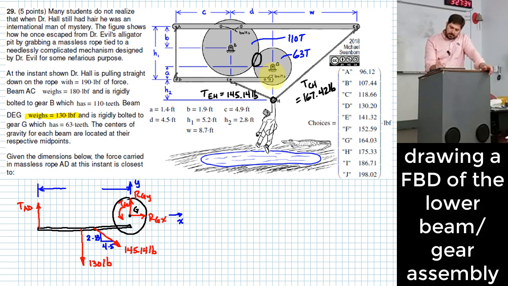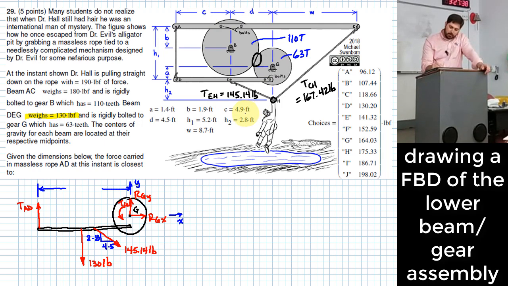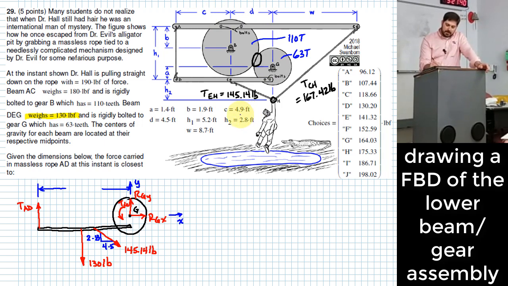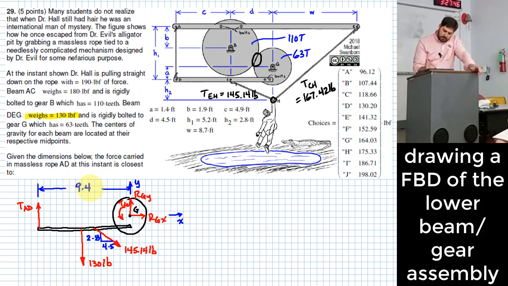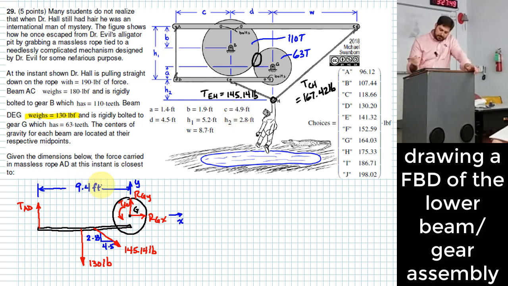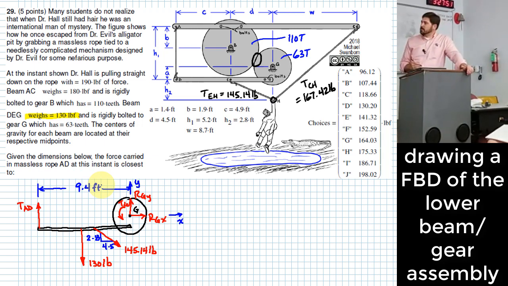Okay. You've got 4.5 is dimension D, and then C is 4.9. So that gives me what? Okay, 9.4 feet. Okay, what else might be interesting?